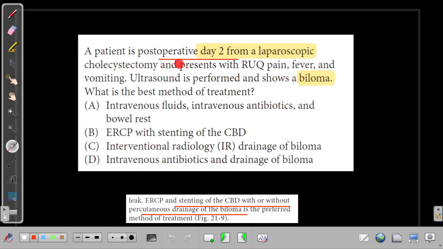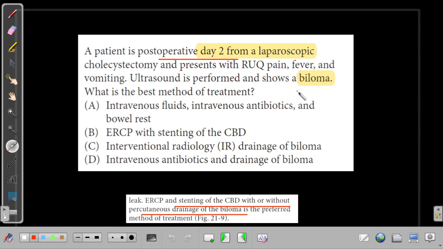A patient is post-operative day 2 from lap chole and presents with right upper quadrant pain, fever, and vomiting. Ultrasonography shows biloma. What is the best method of treatment? Intravenous fluid, intravenous antibiotic and bowel rest, or ERCP with stenting of the CBD, or intervention radiology drainage of biloma, or intravenous antibiotic and drainage of biloma.